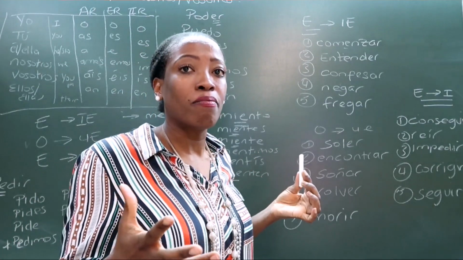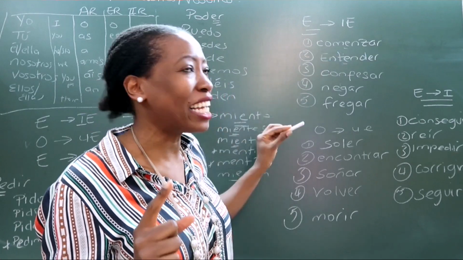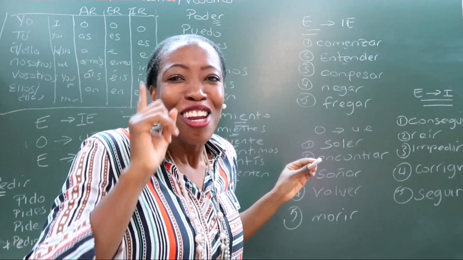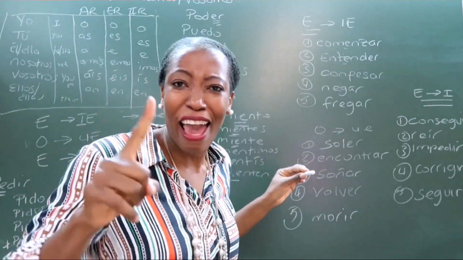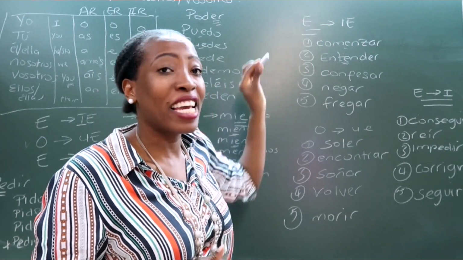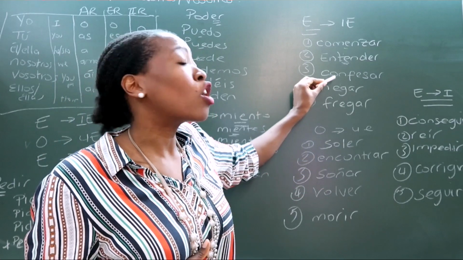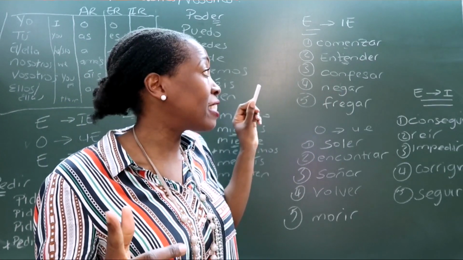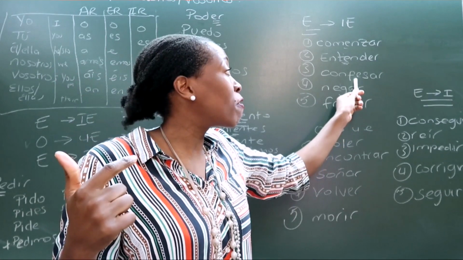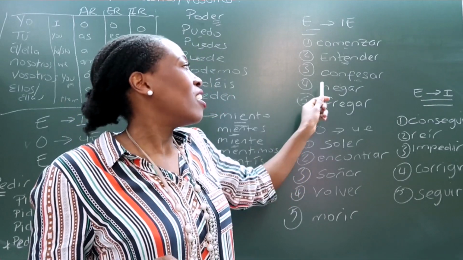Entender, to understand. No entiendo nada. It wouldn't be no entiendo. That sounds like Nintendo. No, that's the game, guys. No entiendo. I.e., entiendo, remember, which is to comprehend, to understand. Confesar, confess, it would be confieso. I confess. Confieso. The I.e., confieso.